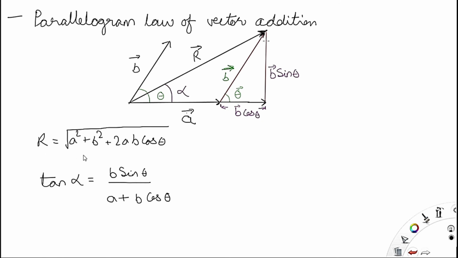That can be seen from this figure. Okay, so this is the triangle. Okay, A plus B cos theta, and this is B sin theta. These are the components of this resultant R. Okay, so R is equal to the square root of A square plus B square plus 2AB cos theta, and the inclination alpha is given by tan alpha equal to B sin theta over A plus B cos theta. These are the magnitudes only, no directions.